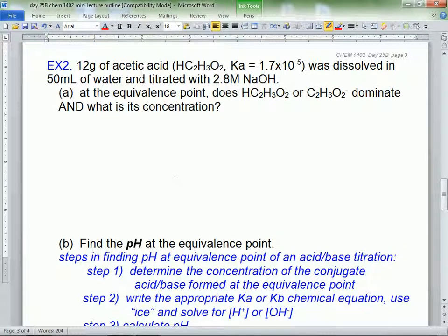Today we're just going to go full circle. We're going to do everything we did the last class, and then we're going to figure out the pH. We're just going to do ICE, though. It's not too bad. So we have 12 grams of acetic acid, and we're dissolving it in 50 mL of water. We're titrating it with 2.8 molar NaOH. At the equivalence point, Diana, which one will dominate, the acetic acid or the acetate? Which one would dominate?